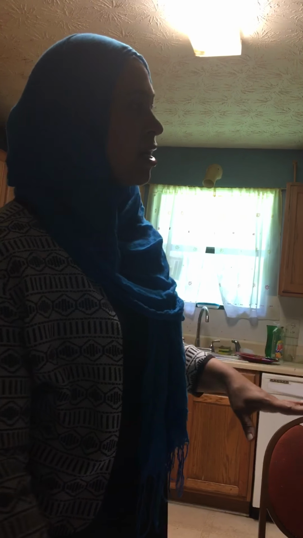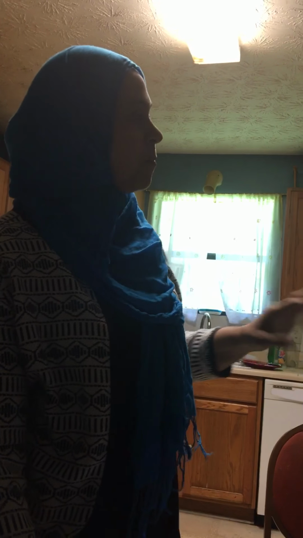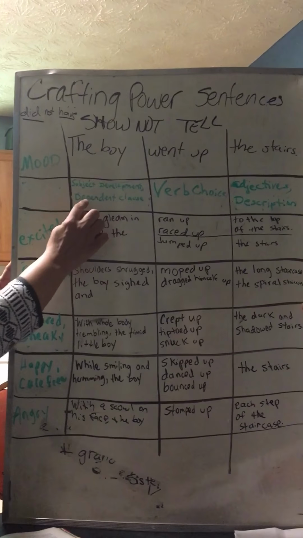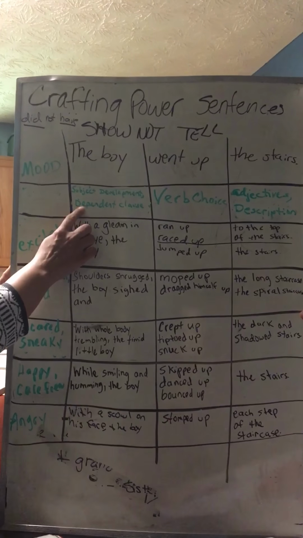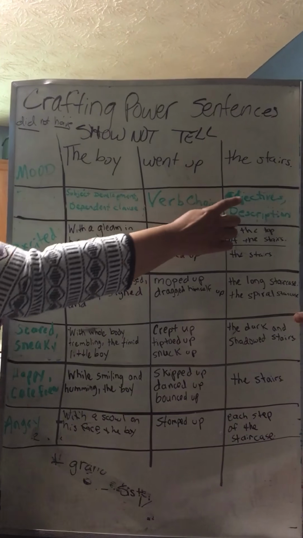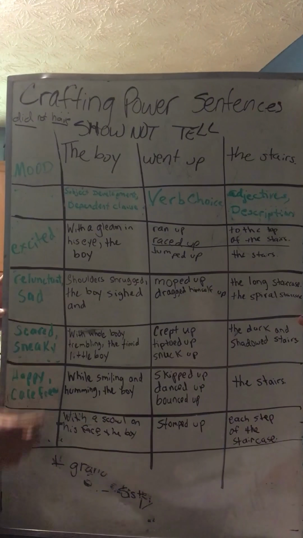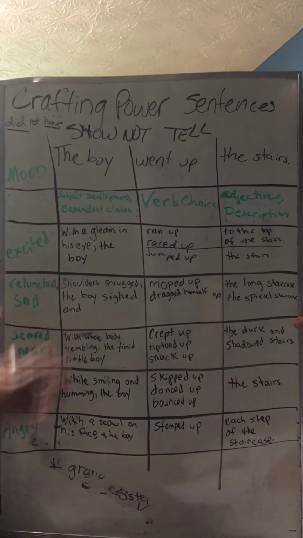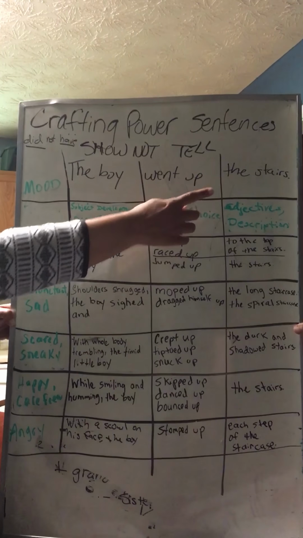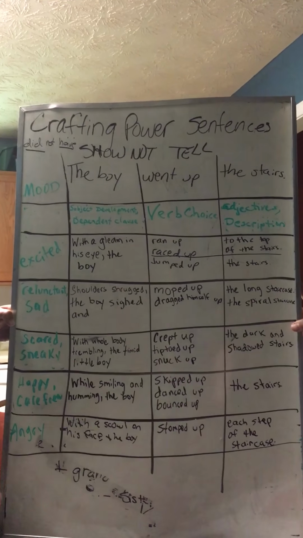As far as charting, to craft your own sentence is to chart it out. You'll have a different sentence outline here, but always keep subject development, dependent clause, and adjective description in these three boxes, and mood here, and then write your moods. It doesn't have to be these moods, it could be different moods. And then take a basic sentence and develop it and craft your power sentence.